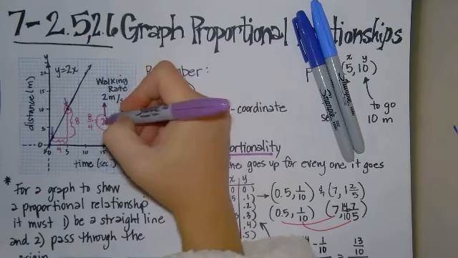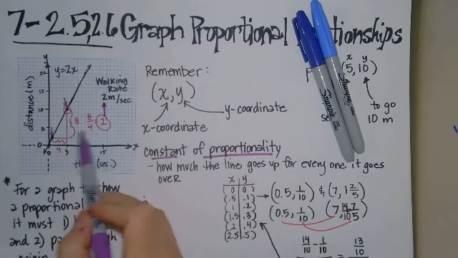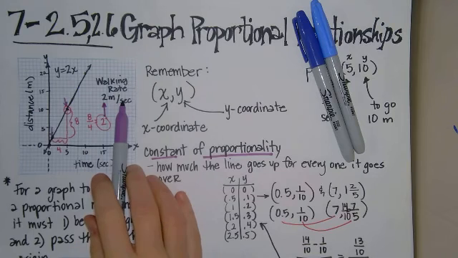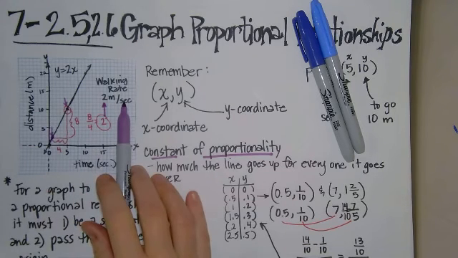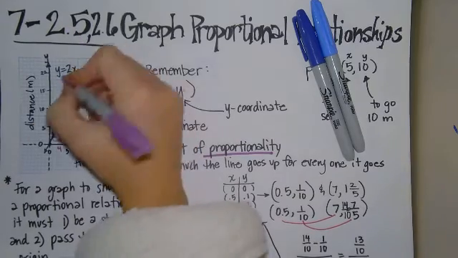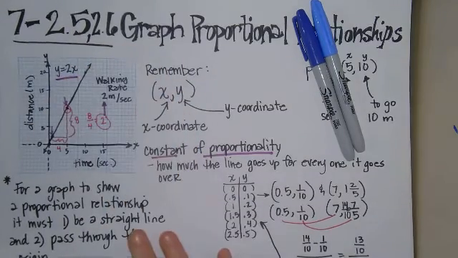So you should see some connections here. My constant of proportionality is 2. If you look at my rate, it's 2 meters per second. And then when we get to the point where we're writing an equation for this line, this is what we end up with: y equals 2x.